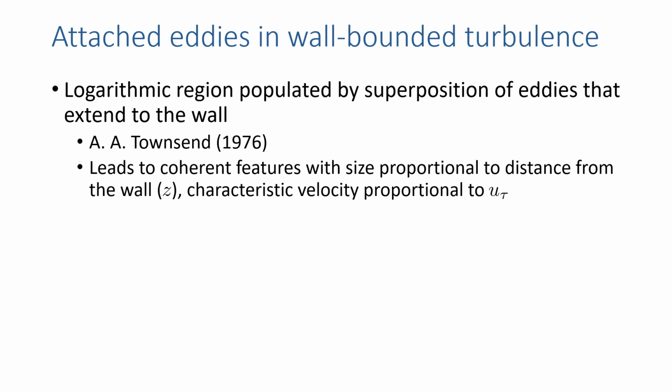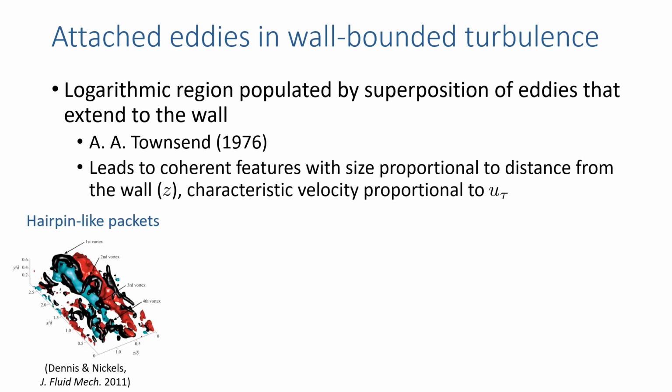I'd like to start off by discussing the presence of attached eddies in neutrally stratified canonical wall-bounded flows. From the attached eddy hypothesis of Townsend in his textbook, we have that the logarithmic region is populated by a superposition of eddies that extend down to the wall. This superposition of eddies leads to coherent features in the flow whose size is proportional to distance from the wall, for which I'll be using the z-coordinate system. And these features have a characteristic velocity proportional to the shear velocity u tau.